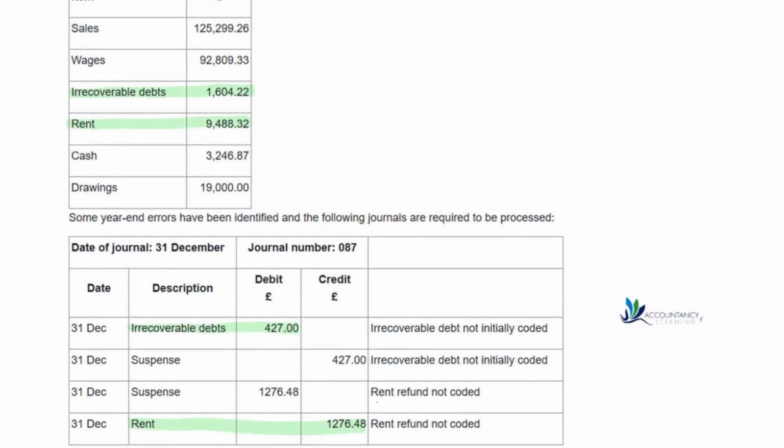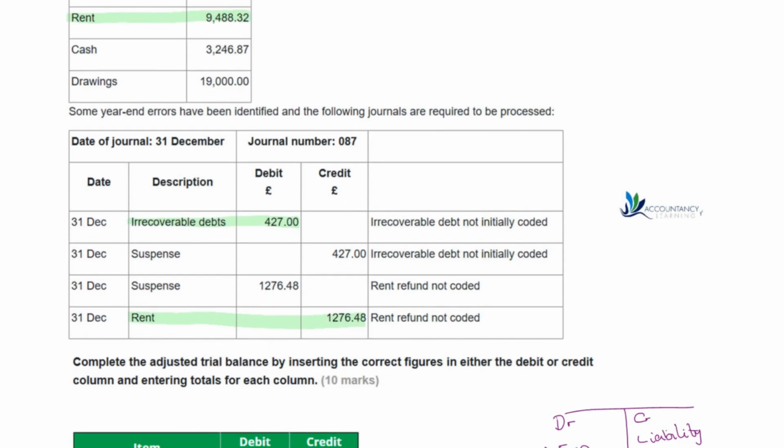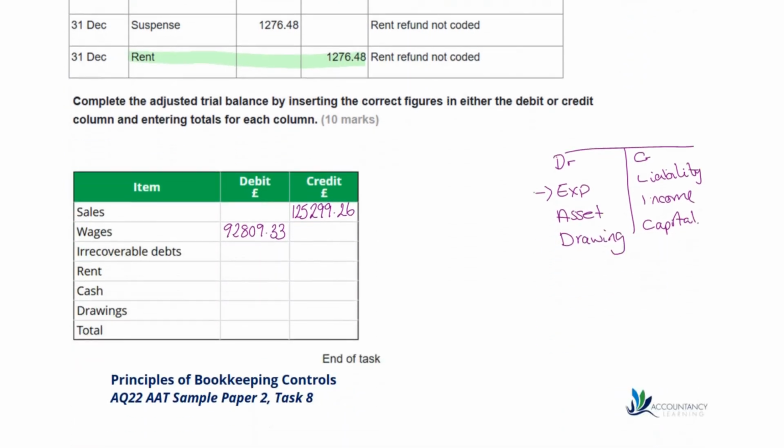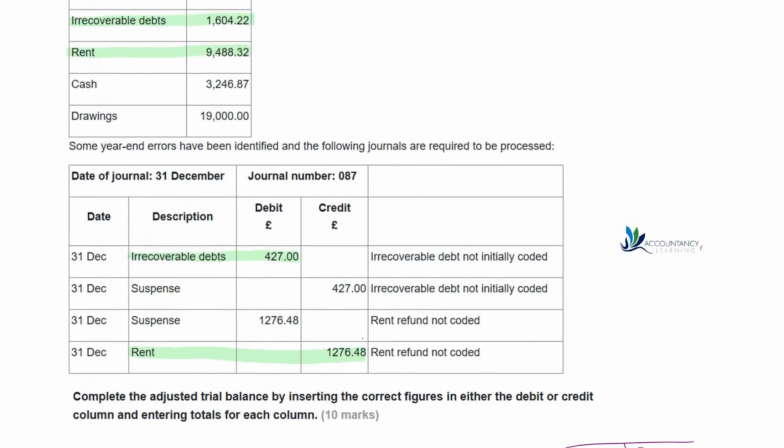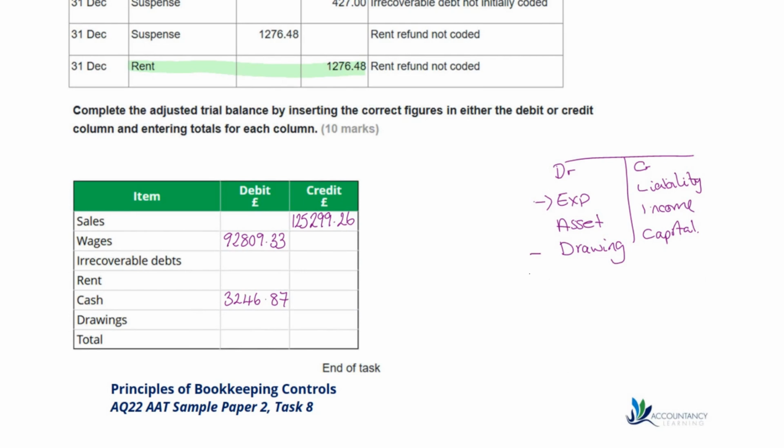So then we've got irrecoverable debt and we've got rent. Now we've highlighted these because they're part of our journal, so we'll leave them just for a moment. Cash, 3,246.87. So that's an asset to us, our cash. So that's going to be on the debit side. And then finally drawings, we've got £19,000 in drawings. And that sits on the debit side as well.